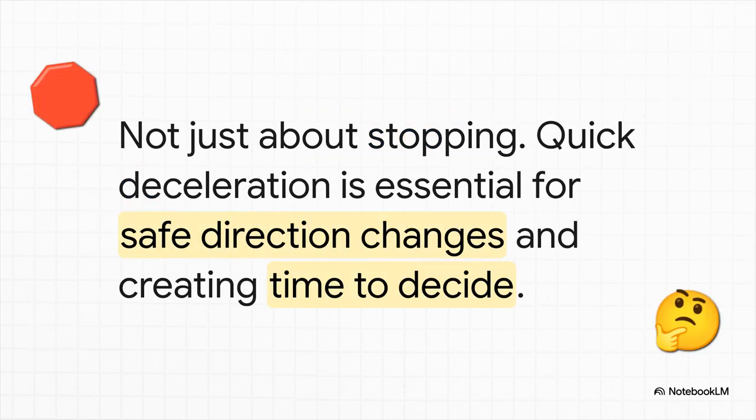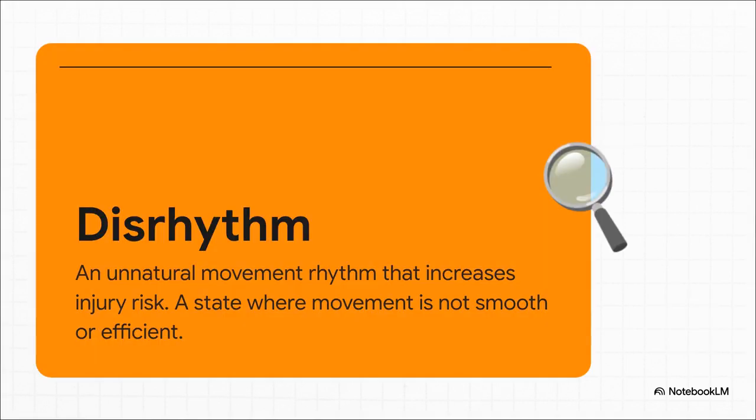And last, but definitely not least, we have the secret weapon of elite athletes, deceleration. The ability to slam on the brakes and stop on a dime. It's so much more than just stopping. It's about creating time. That split second you gain by decelerating quickly is where you get to look, think, and make a much, much better decision about your next move. It's a game changer.